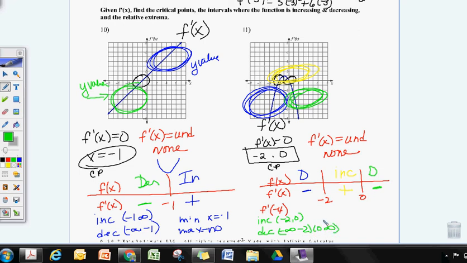And finally, for the min and max, I see decrease to increase. That would be a minimum, x equals -2. And increase to decrease, x equals 0 would be my max.